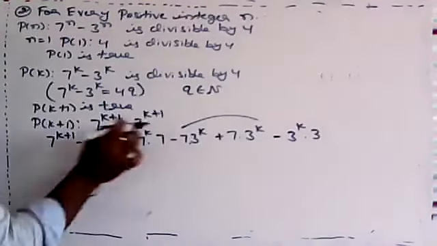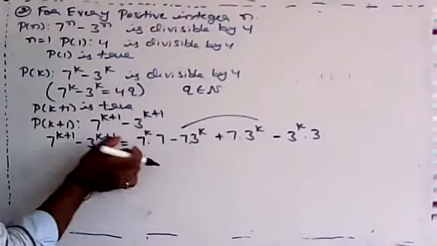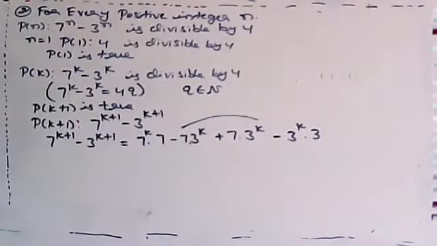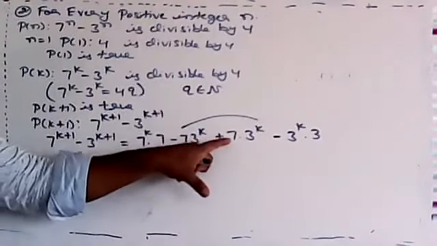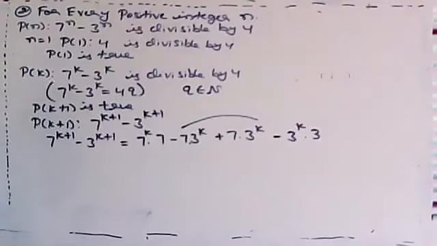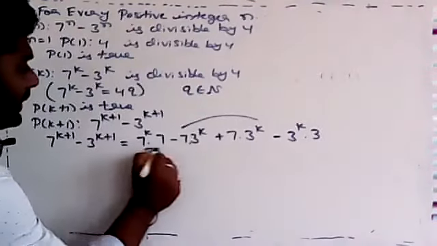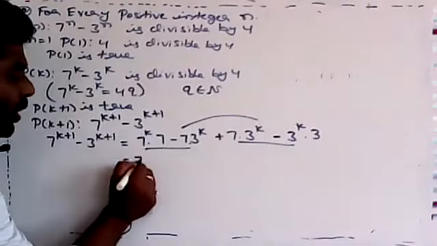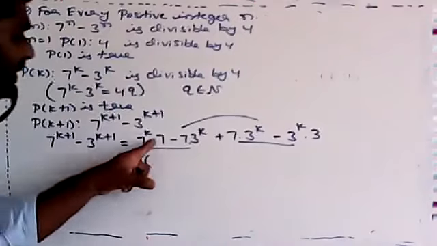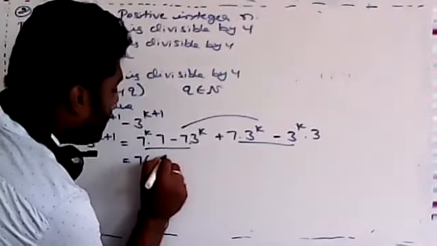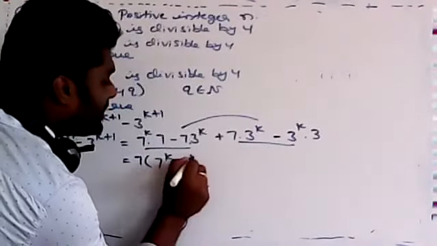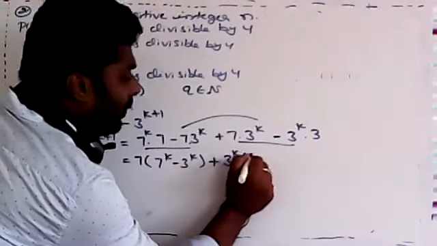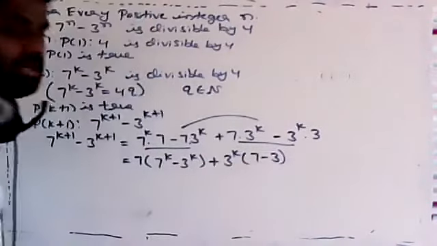To balance, I'm adding and subtracting 7 into 3 to the power of k: minus 7 into 3 to the power of k plus 7 into 3 to the power of k. Now check separately. What should be common in this? 7 is common. So the remaining is 7 to the power of k minus 3 to the power of k, plus in this we take 3 to the power of k as common, and the remaining is 7 minus 3.